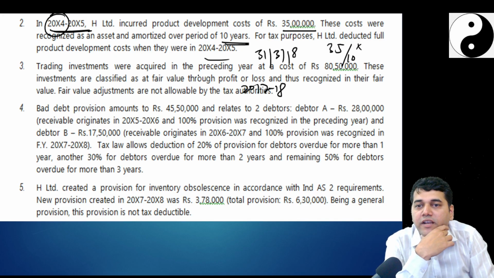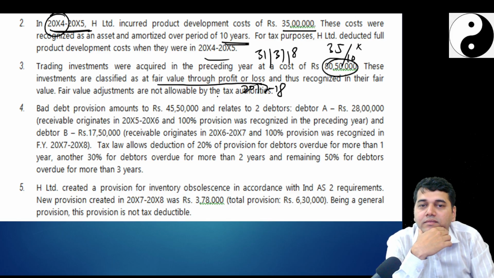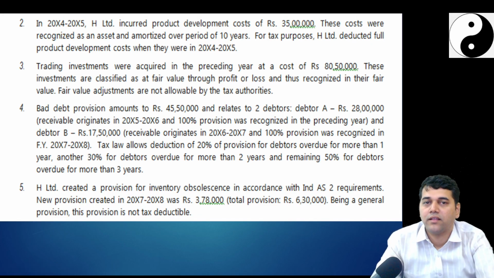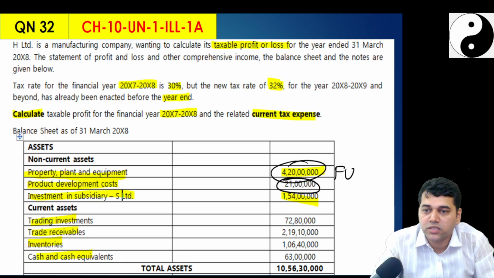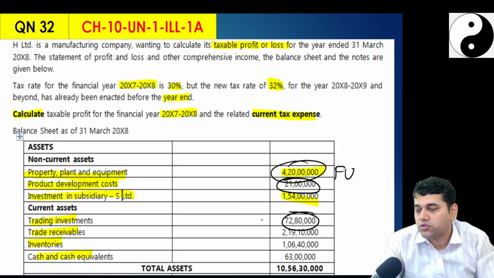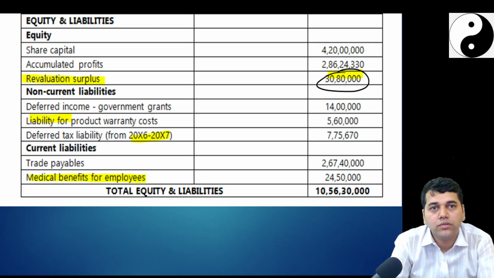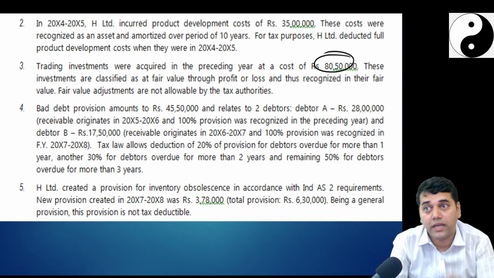Now trading investments were acquired in the preceding year at a cost of 80,50,000 rupees. These investments are classified at FVTPL and recognized at their fair value. Fair value adjustments are not allowed. So what is the fair value today? 80,50,000 is there, no? Its trading investment fair value is how much? 72,80,000. So there was a fair value reduction. What did you do? You must have charged it to the P&L account. Did they permit? No. Again, deferred tax is going to come there. That means you have to add back, no?